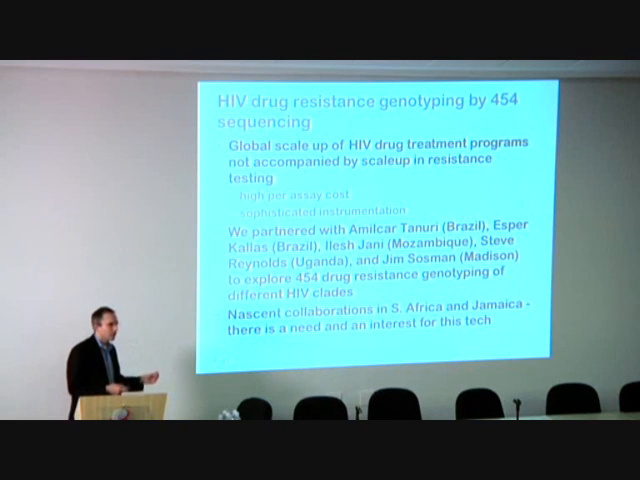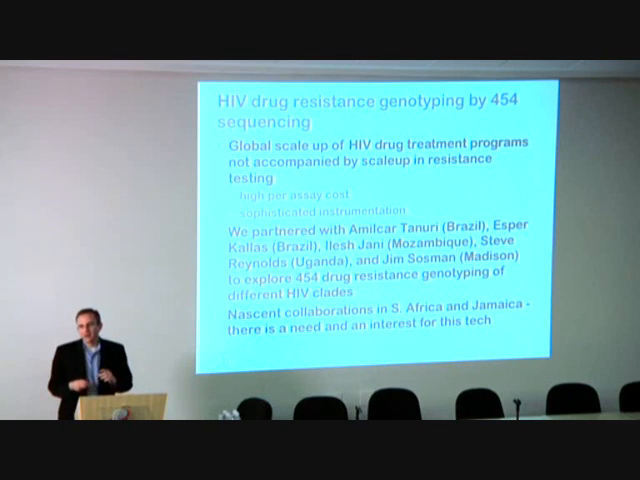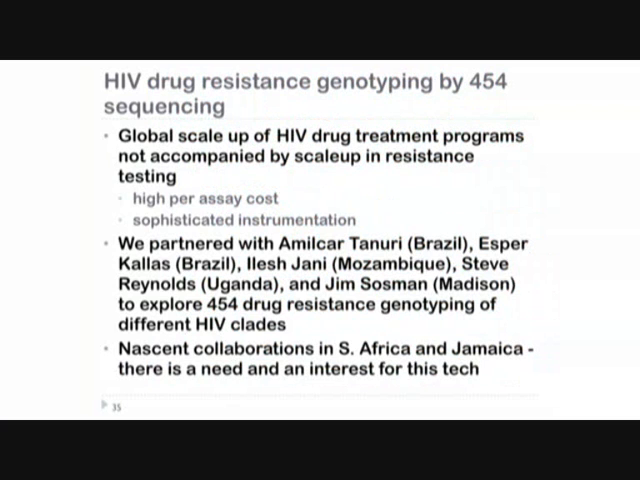resistance to antiretrovirals can be a major complication in treatment. There's a large amount and potentially increasing amount of primary resistance, people who have transmitted resistant virus, and being able to understand how these factors are shaping HIV within communities is very important. But it hasn't been tested very much because, again, the per assay cost is very high. It's about $500 to $600 per test in the US.